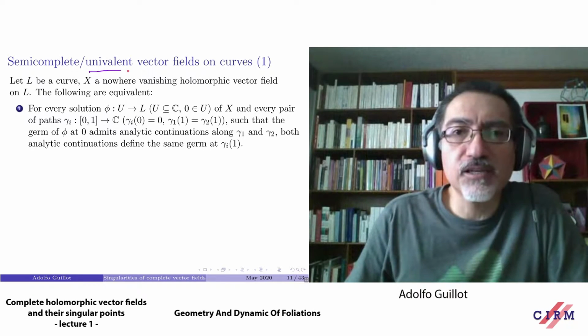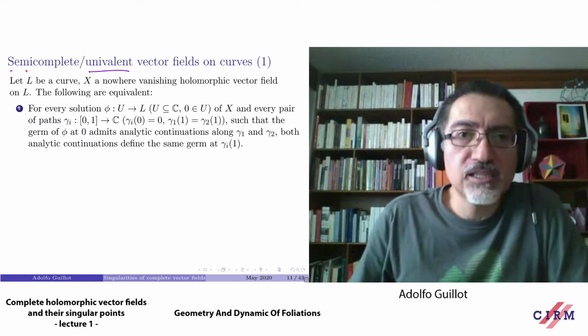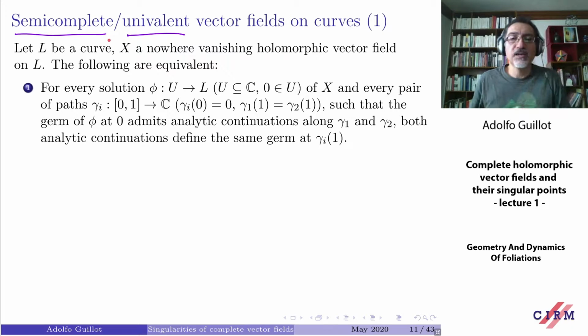So univalent is Palais' terminology, semi-complete is Rebello's terminology, and I would like to give you four equivalent definitions of what a semi-complete vector field on a curve is. So the general setting is L, a complex curve, and X, a nowhere vanishing holomorphic vector field on L.